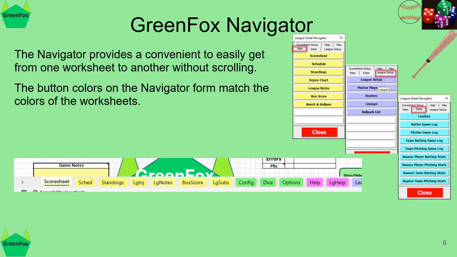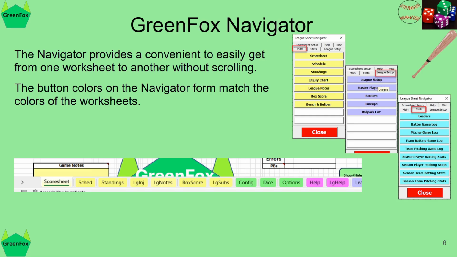To get around from one sheet to the next, you can always click on the sheet that you want to look at. But because there are so many sheets, most people's display or screen can't show all the sheets at once. So I created this little navigator, as I call it. It's really a pop-up window, or I might refer to it as a form or a user form, but it's a convenient way to get from one worksheet to another without having to scroll and find what you're looking for.